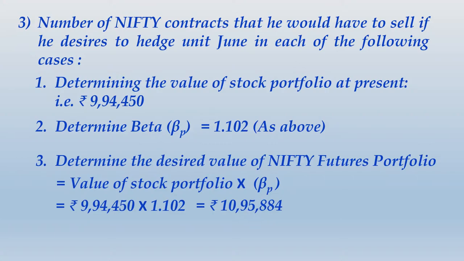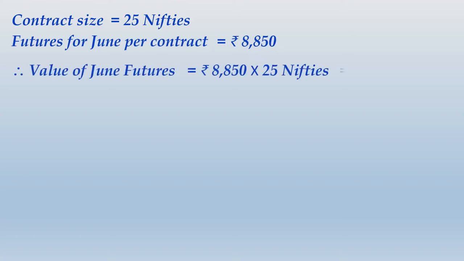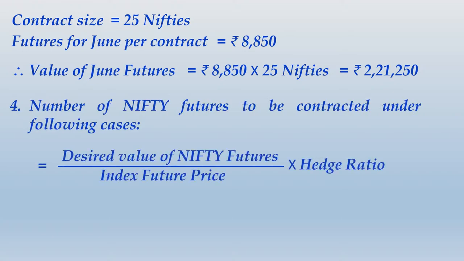Alright friends, so let us move ahead, and now what we do is, we will be considering the contract size as 25 Niftys. The futures price for June contract is 8,850. The value of June futures will be 2,21,250 for each contract. And here we want how many contracts, the desired value of Nifty futures, if you want to create a perfect hedge, will be considering the hedge ratio, where hedge ratio should match with beta. I have explained you this point already. Quickly take the screenshot of this, and then I take you ahead.